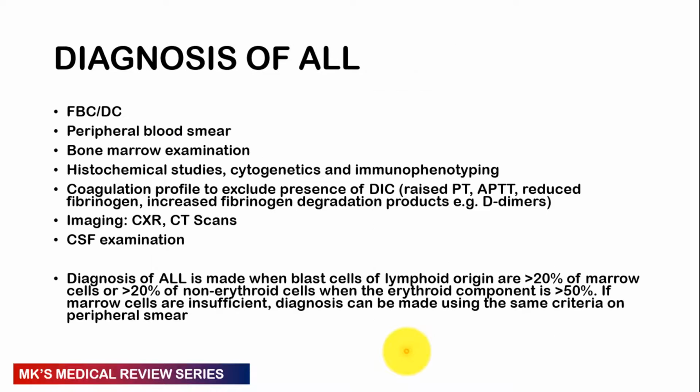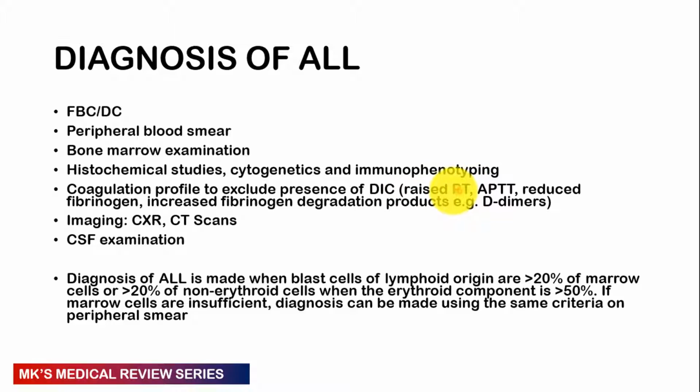So how do we make a diagnosis of acute lymphoblastic leukemia? The first thing is to do a full blood count or complete blood count with a differential. You order a peripheral smear, you do a bone marrow examination, and of course you order histochemical studies, cytogenetics, and immunophenotyping. You may also do a coagulation profile to exclude the presence of DIC.